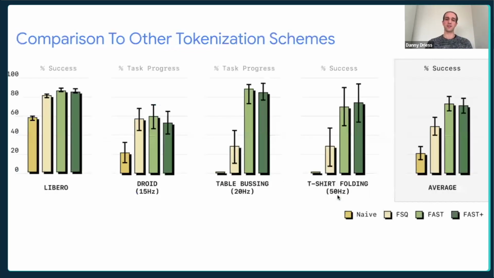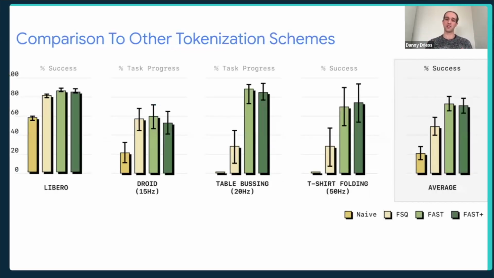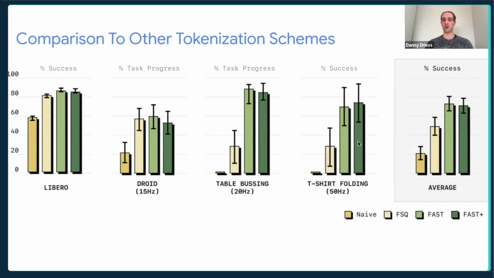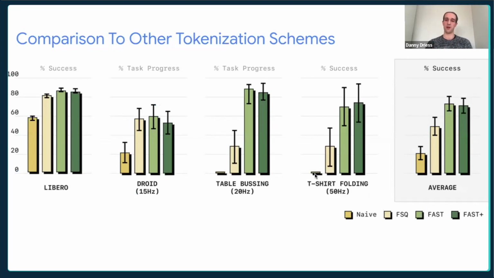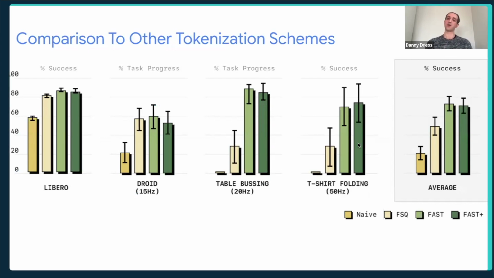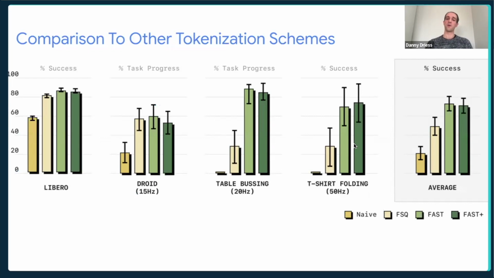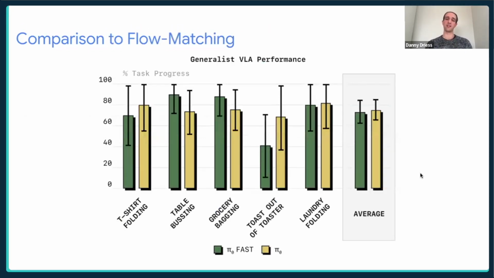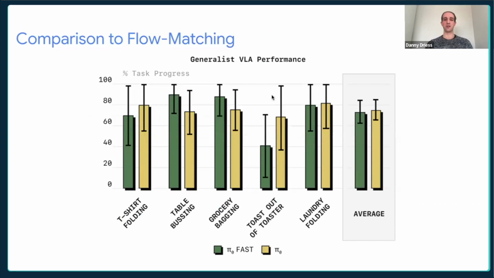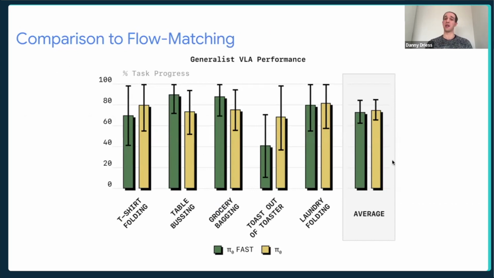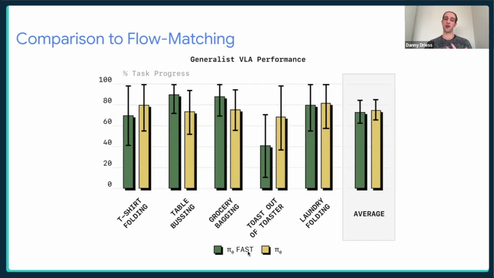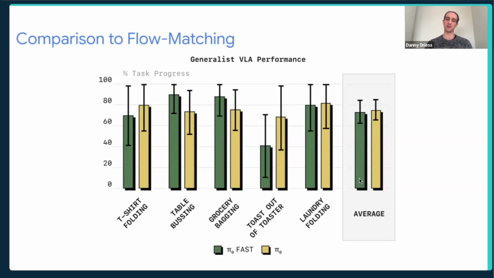And if we do this, suddenly autoregressive models can also work on this shirt folding task. The naive tokenization literally doesn't work; we're not able to make it work. But with this fast tokenization, it actually works. If we compare this model to Pi0, on average they more or less can do the same thing. It is still the case that the Pi0 FAST model is slower at inference time, so the motions of the robot look less nice, but it achieves very similar performance.